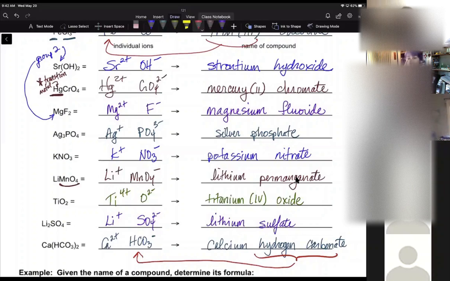Did you also call that last one calcium bicarbonate? Yes.